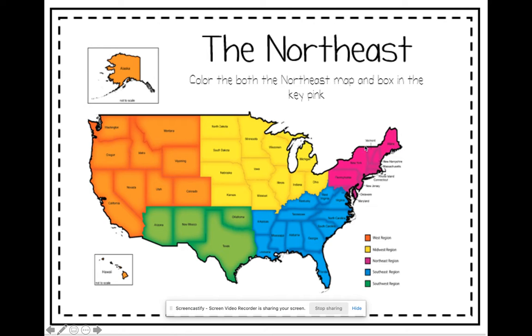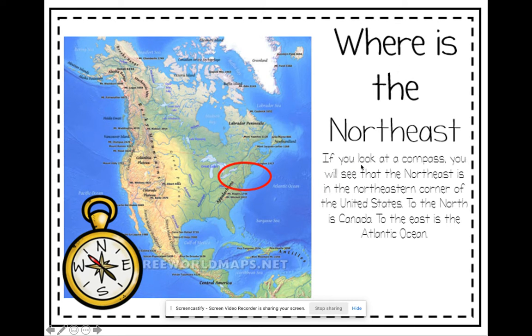So, the first region we're going to talk about is the Northeast region. That is the pink region right here. It's this top corner. So if you look at a compass, remember we talked about north, east, south, and west. And then when I told you the little spots that we would talk about later, well, this is northeast because it is in between the north and the east region. So it's the northeast region. So that's how you know it's this area right here. It is in the northeastern corner of the United States. Canada is right above it, and the Atlantic Ocean is to the east of it.